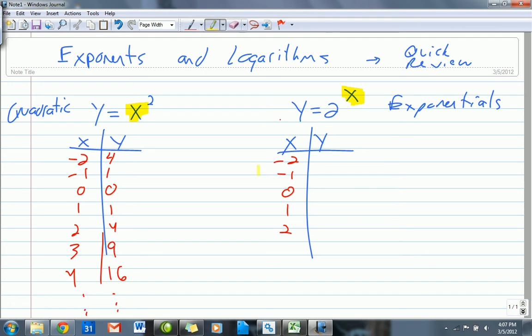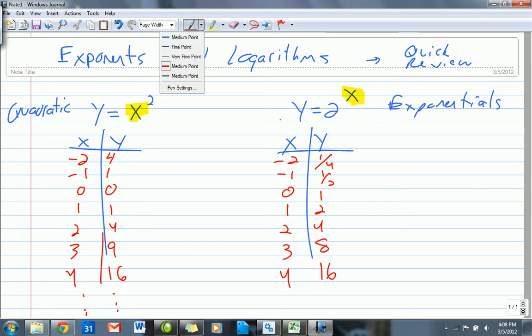Let's look over here, and let's do the same thing with these values of x, the same values. And so 2 to the -2 is 1 over 2 squared, which is 1/4. 2 to the -1 is 1 over 2 to the first, which is 1/2. 2 to the 0, or any non-zero number raised to the 0, is 1. 2 to the 1 is 2. 2 squared, 4. 2 cubed is 8, and 2 to the 4th is 16.